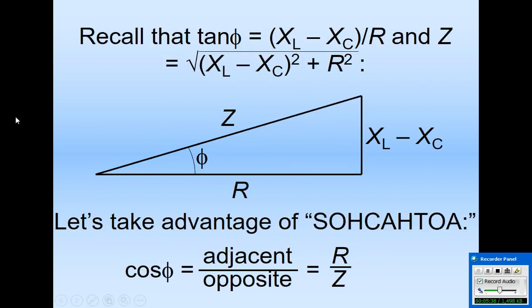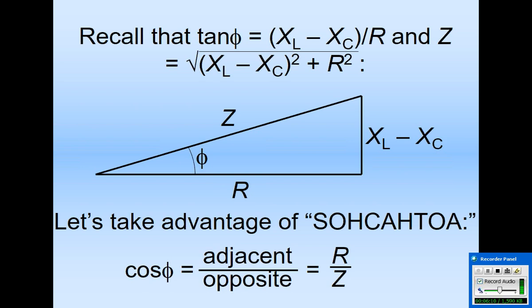Recall that we treat the voltage across the capacitor, the voltage across the resistor, and the voltage across the inductor as lying along, respectively, the negative y-axis, the positive x-axis, and the positive y-axis. This was how we generated our formula for the impedance, equaling the square root of (XL minus XC) squared plus R squared. We used the Pythagorean theorem for that.